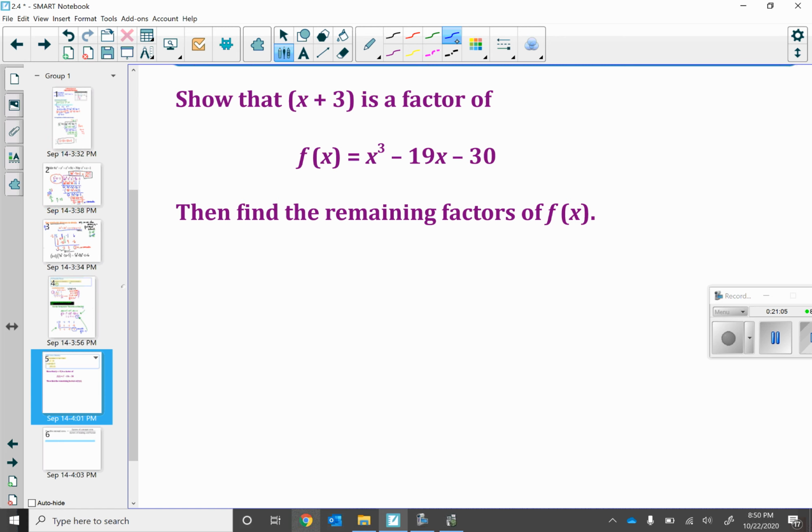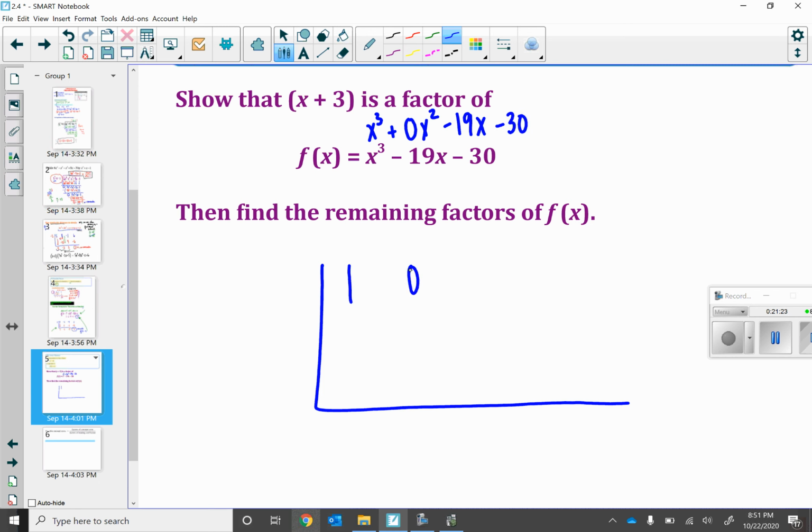I want to put the coefficients, and this is a really important example because we need to put some placeholders. So we have x cubed plus 0x squared minus 19x minus 30. That placeholder is extremely important. So 1, 0, negative 19, negative 30, and I want to show that x plus 3 is a factor. If x plus 3 is a factor, that means x equals -3 is the 0. So I'm going to put a -3 out here.